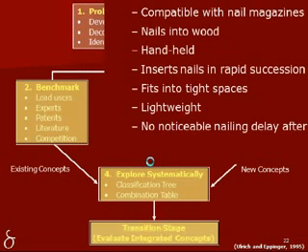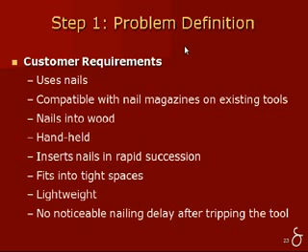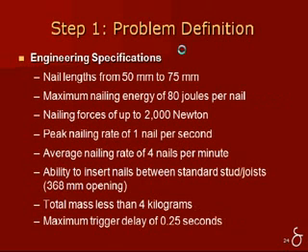So once we have now a basic understanding, we want to convert this into a better definition using engineering specifications, and you've been through this process in Design Review 1. So we can get a lot more specific now. We could say that the nail lengths are going to range from 50 millimeters to 75 millimeters. There's going to be a maximum nailing energy of 80 joules per nail, and we can back that out of calculations, say nailing into wood, forces up to 2,000 newtons.